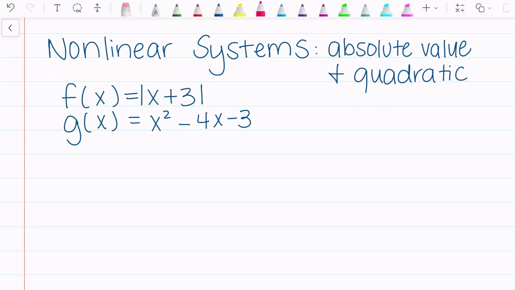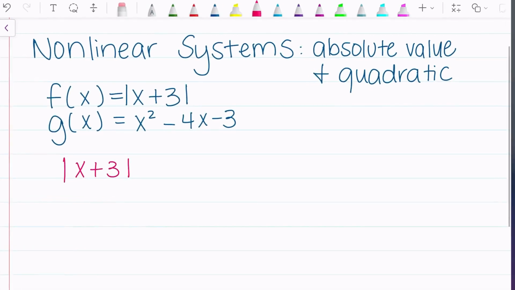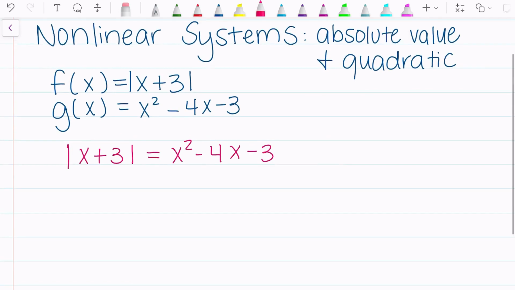And so I'm going to start by figuring out where f of x is equal to g of x by just setting them equal to each other. So I have the absolute value of x plus 3 is equal to x squared minus 4x minus 3. Now from here, I'm just going to solve this the way I would solve any absolute value equation, and to do that, I solve it as is without the absolute value bars.